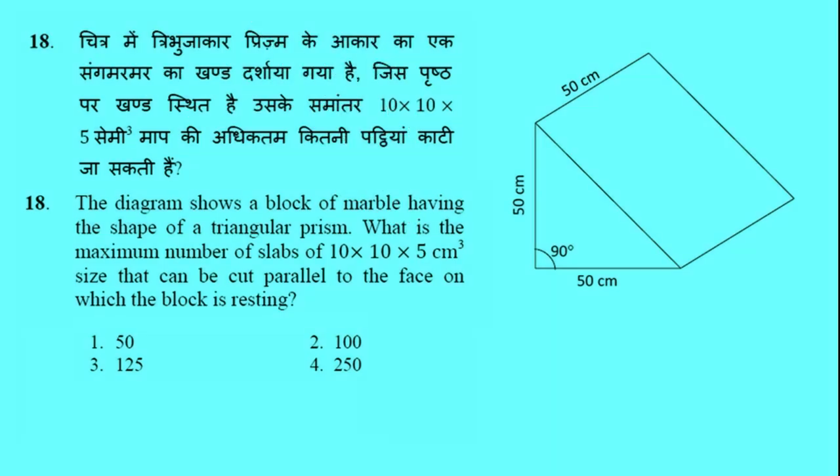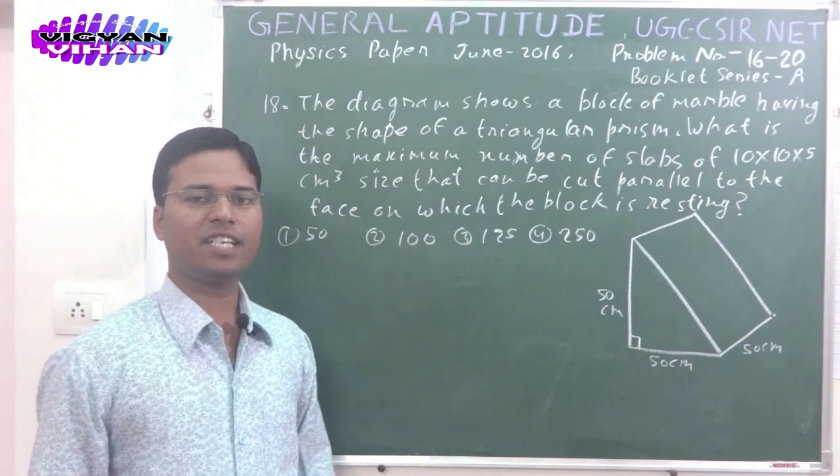Next problem, problem number 18. The diagram shows a block of marble having the shape of a triangular prism. What is the maximum number of slabs of 10 by 10 by 5 cm cube size that can be cut parallel to the face on which the block is resting? Option 1 50, option 2 100, option 3 125, option 4 250. Friends, here is the next problem.